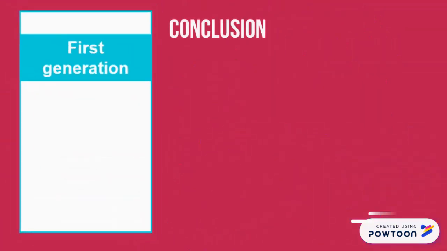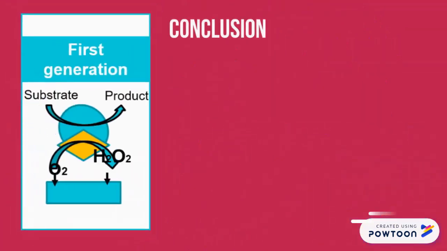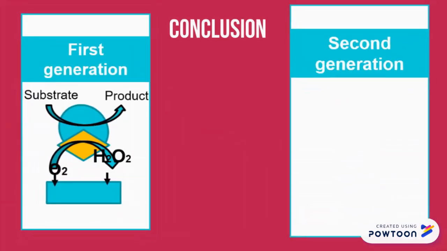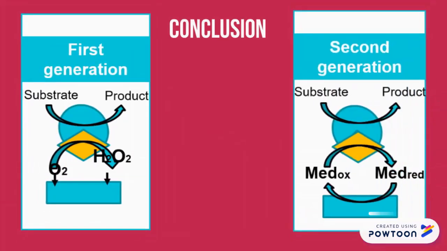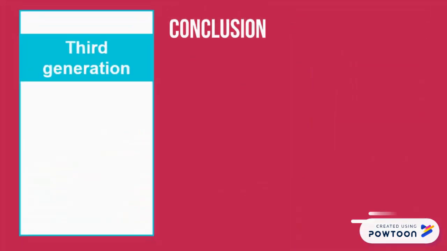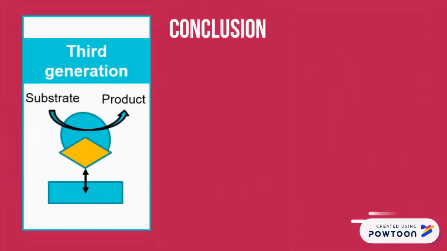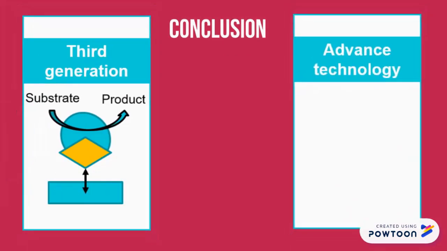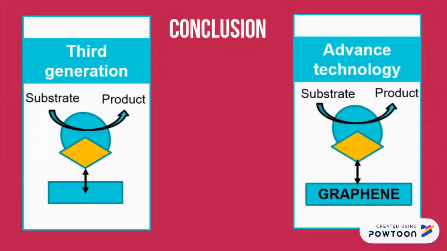In conclusion, in first generation biosensors oxygen is used as the oxidizing agent, while in second generation oxygen is replaced with redox mediator. Then, the third generation biosensor involves the direct electron transfer between the active site of the enzyme and the electrode. And lastly, in recent advance, graphene is used as the transducer of biosensor.